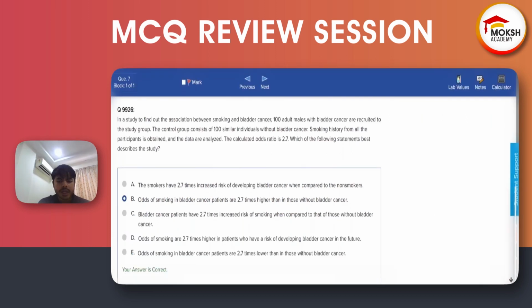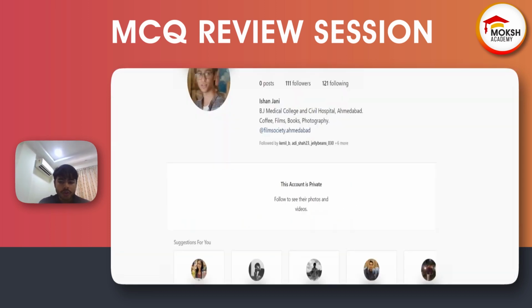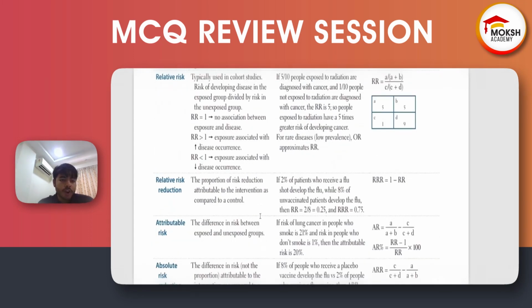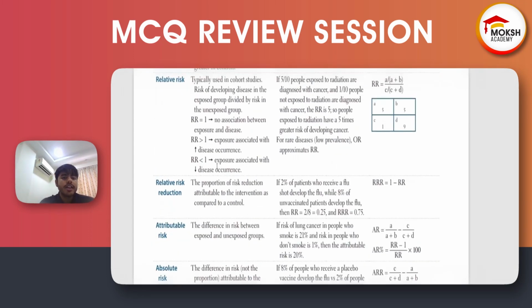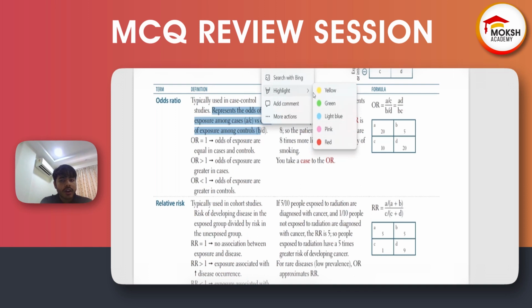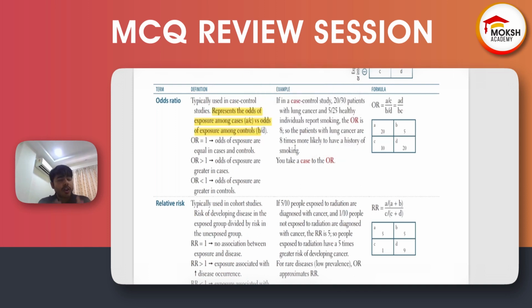This is a pretty simple question. I need all of you to know what an odds ratio means in the real sense. So the odds ratio is used in a case control study. It represents the odds of the exposure among cases versus the odds of exposure among controls. It is a definition of first aid, guys. You cannot get this thing wrong. It represents the odds of smoking among cancer patients versus the odds of smoking among non-cancer patients.